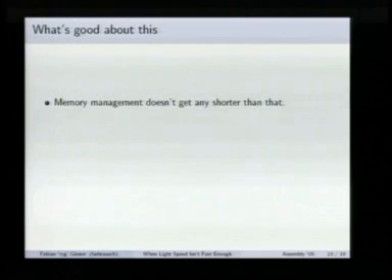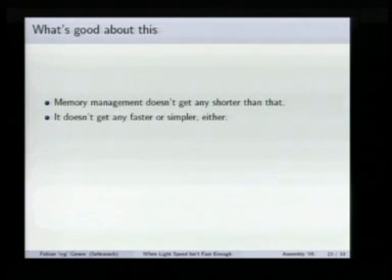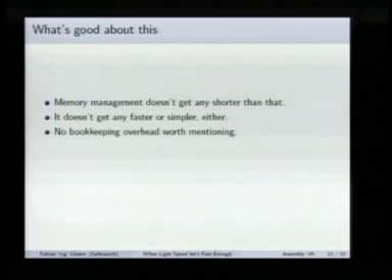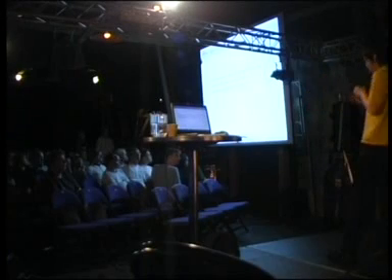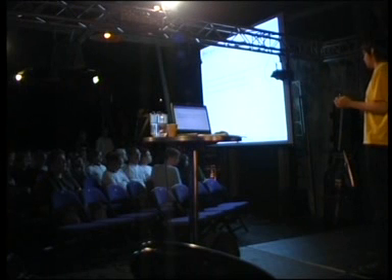It can't get any faster or simpler either. I mean, for each memory allocation, we're basically just moving one pointer around and doing an integer addition. There's no way we can get any faster in the general case. And there's no bookkeeping overhead worth mentioning. We don't need information about the free blocks and stuff like that, because we're just allocating stuff in turn and have a current allocation pointer, and that's pretty much it.